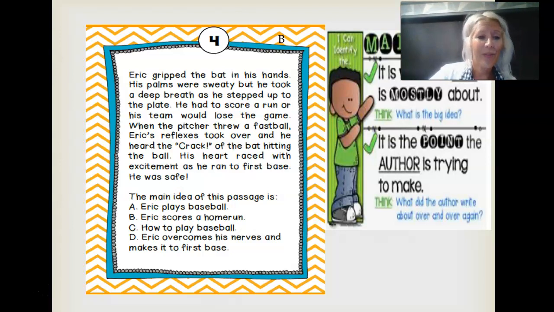Good. A lot of you are saying you would eliminate it because it's talking about first base, but answer choice B is talking about home run. Huh. I like it. What about C, how to play baseball? Would you keep that or would you eliminate it?